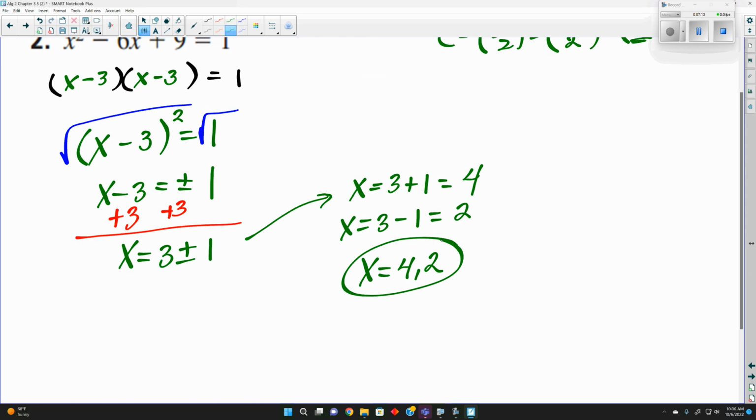Now we got 2 nice answers, didn't we? Which means we could have moved the 1 over and solved it by factoring, got it equal to 0 and factored it out. It also means we could have moved the 1 over and graphed it and gotten the same answers. Questions on this?